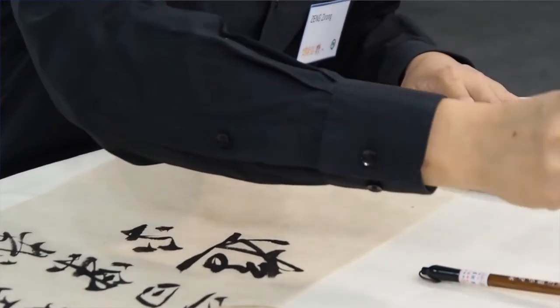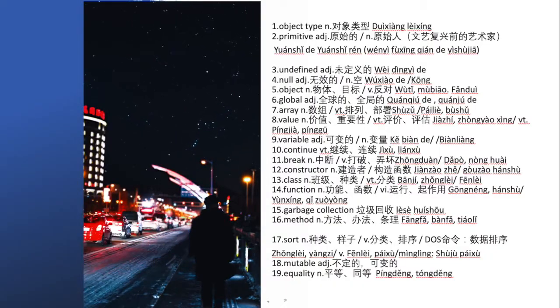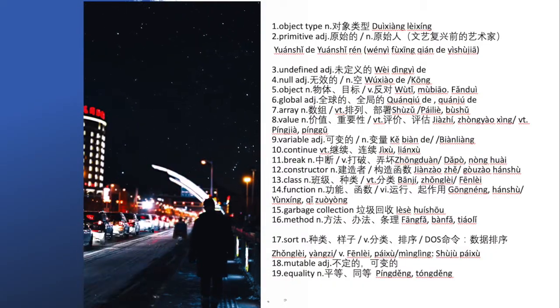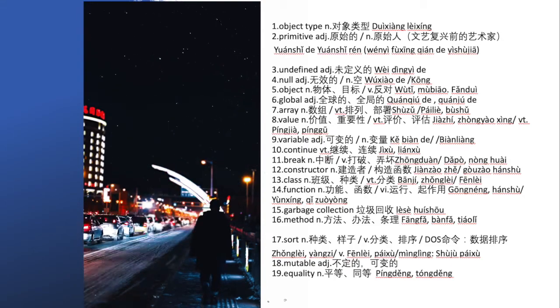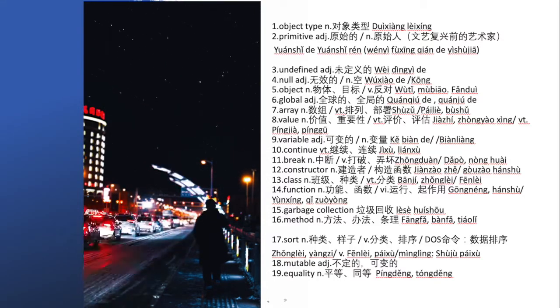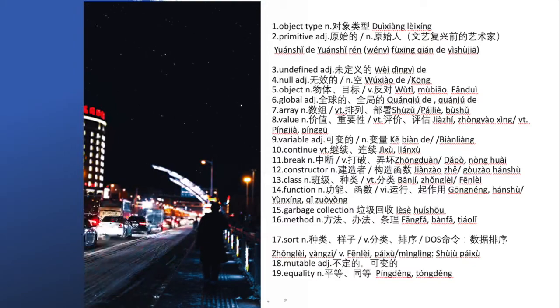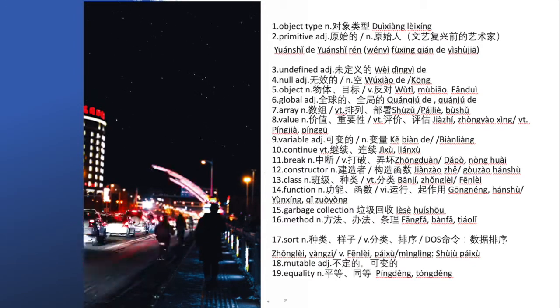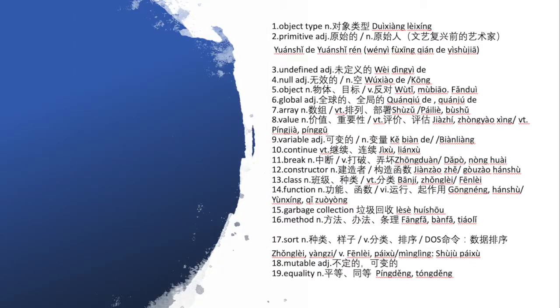Our next word is 未定义的. 未定义的 means undefined. This guy who is working on the street is looking undefined. So you can say he's looking 未定义的. Remember the word 未定义的 and use it next time in your conversation and in the sentences that you write down in the comments.